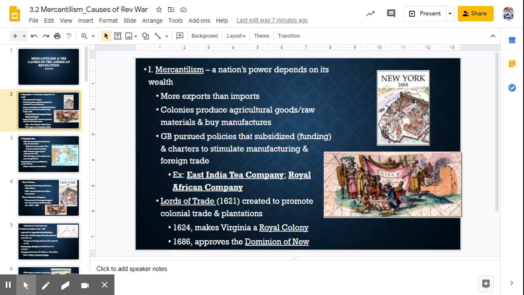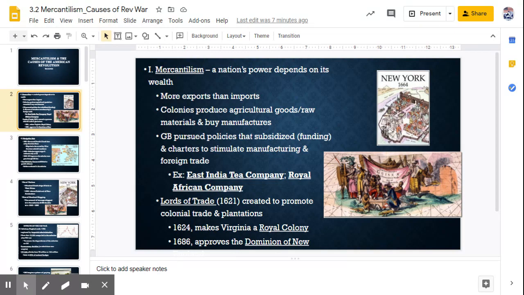They also created what were known as the Lords of Trade, and these were members of the House of Lords, so people who had a hereditary title and therefore a position in government, and they created all of the various laws. They also would grant charters for people to start plantations. They are going to be the people who suggest to King James I in 1624 that he should make Virginia a royal colony because it had proven to be quite profitable in its production of tobacco.